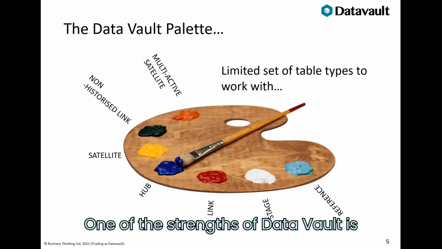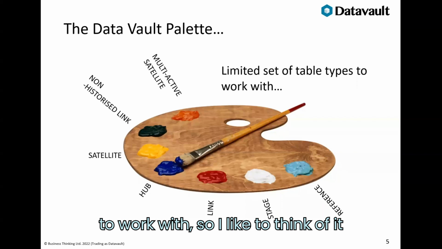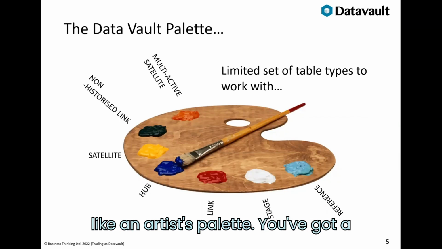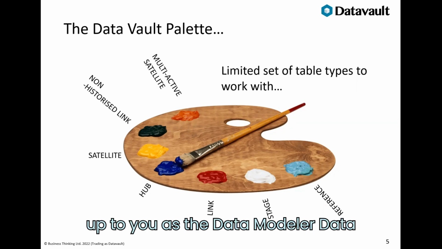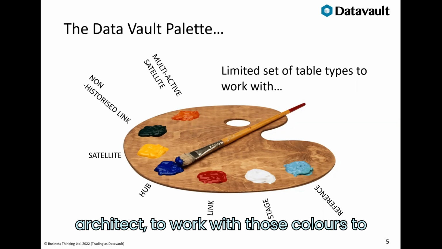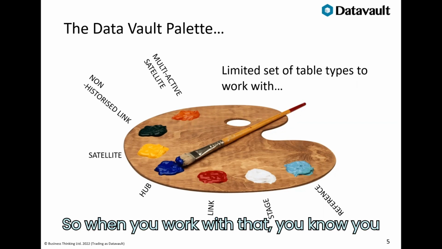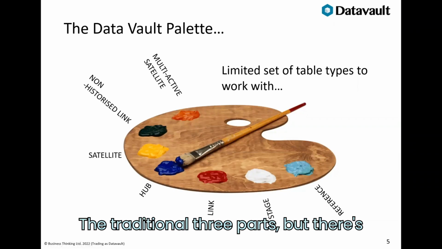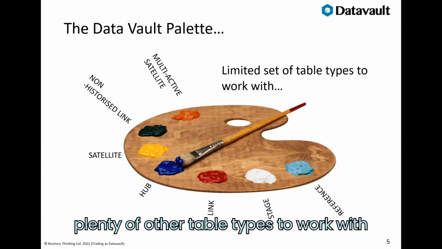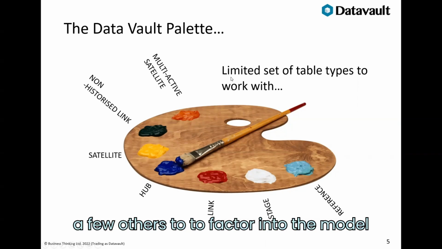One of the strengths of Data Vault is that we have a limited set of table types to work with. So I like to think of it like an artist's palette. You've got a limited set of colors, and it's up to you as the data modeler, data architect, to work with those colors to build a picture of the business that you're working with. So when you work with that, you have your satellites, hubs and links, the traditional three parts, but there's a few other table types to factor into the model.